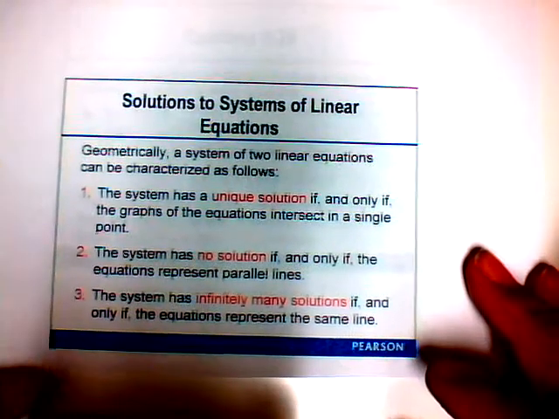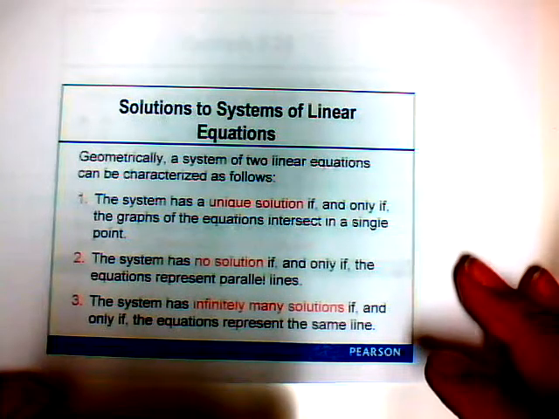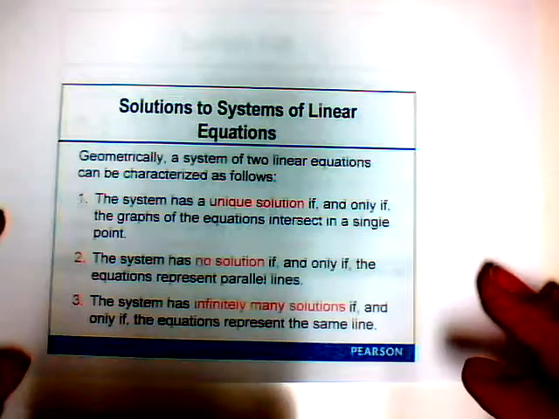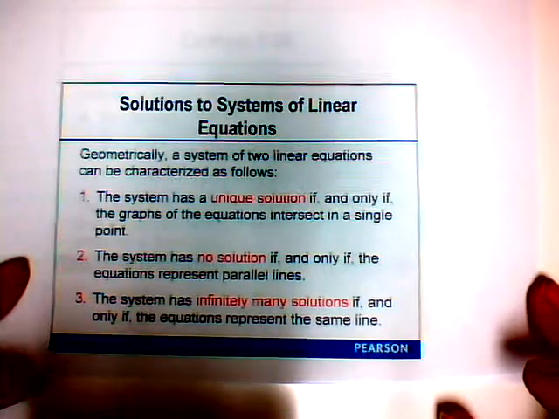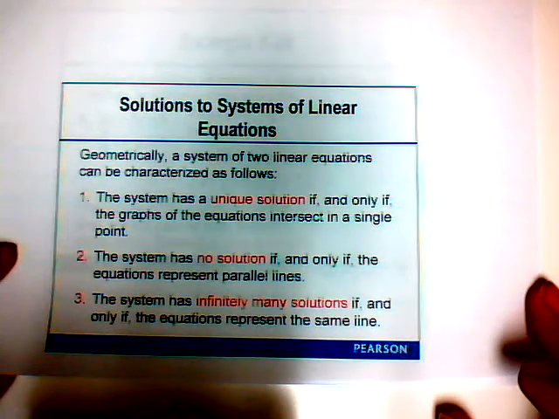Okay. We'll talk about solutions to systems of linear equations. Geometrically, a system of two linear equations can be characterized as follows. Number 1, the system has a unique solution if and only if the graphs of the equations intersect in a single point. Number 2, the system has no solution if and only if the equations represent parallel lines. And 3, the system has infinitely many solutions if and only if the equations represent the same line.